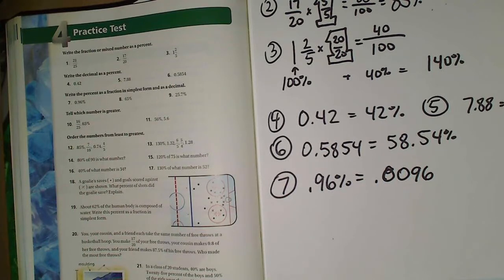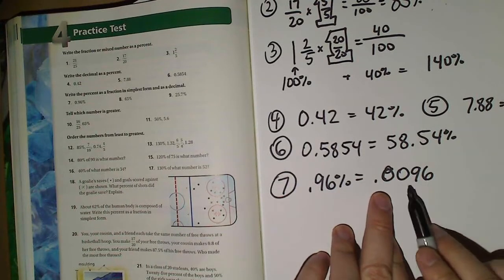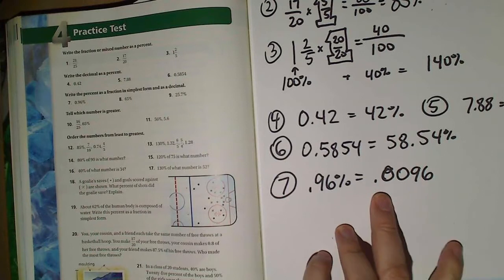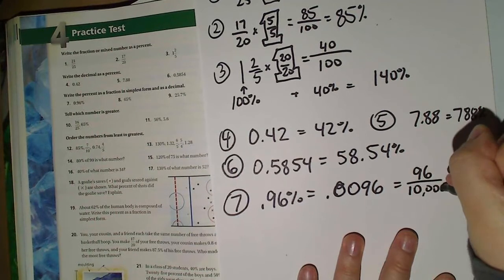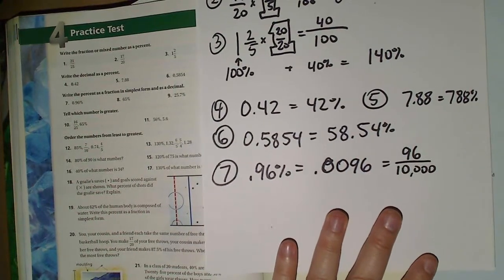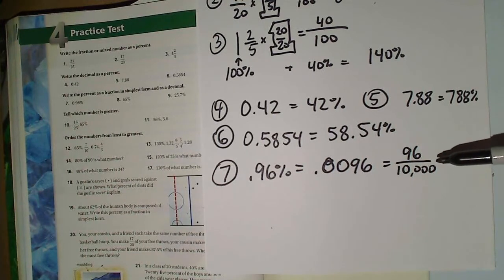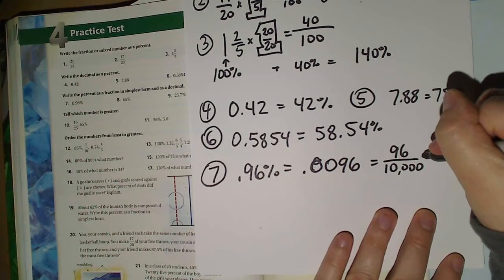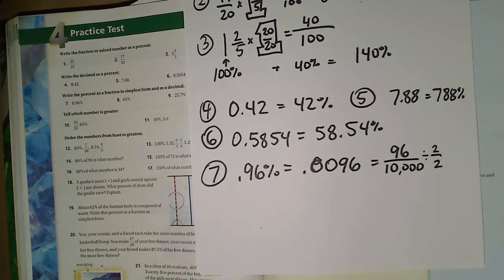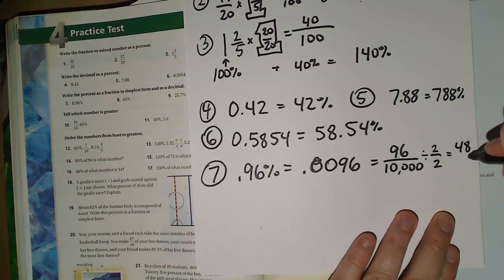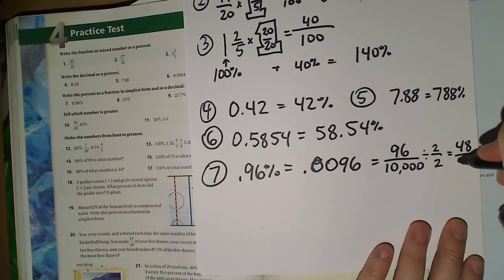To convert that then into a fraction, I could think of it as 96/10,000, right? That's the same as 96 over 10,000. Now the trick is here, we need to simplify that all the way. So just glancing at this, I see a common factor. It's got to be 2, right? 2 goes into both of those numbers. So I'll divide by 2 over 2. 96 divided by 2 would be 48, and then 10,000 split in half is going to be 5,000.